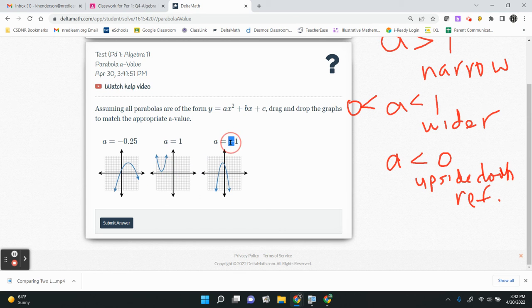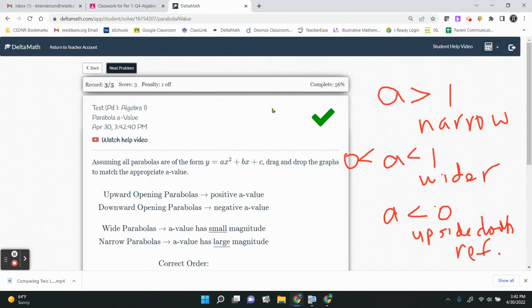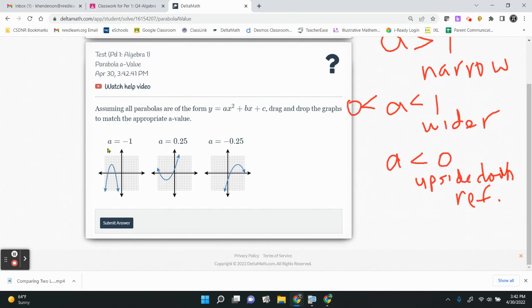This one's negative. Oh, this one's negative as well, sorry. This one is a -1, so it is the more narrow one. This is the -1/4, so it's more wide. And this is the one going up. Great, we're done. Again, one last time.